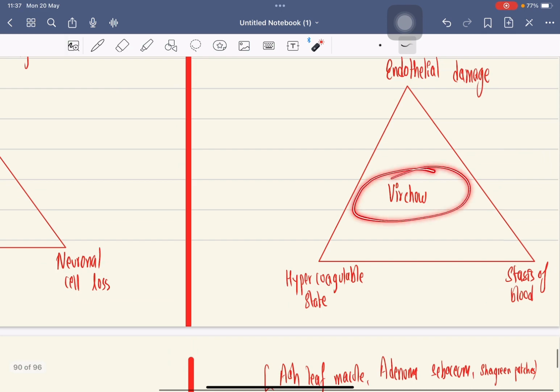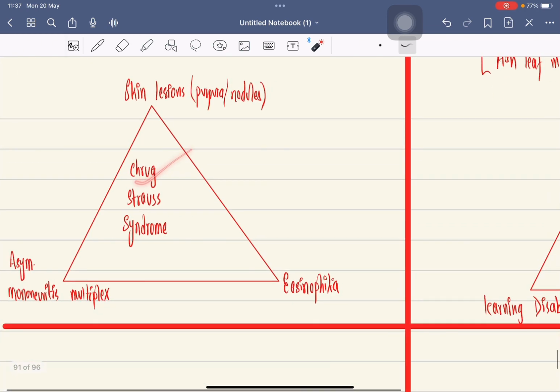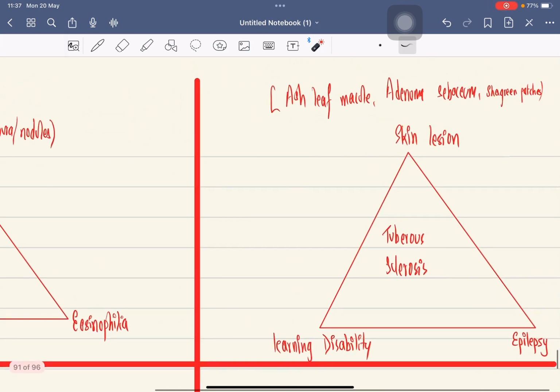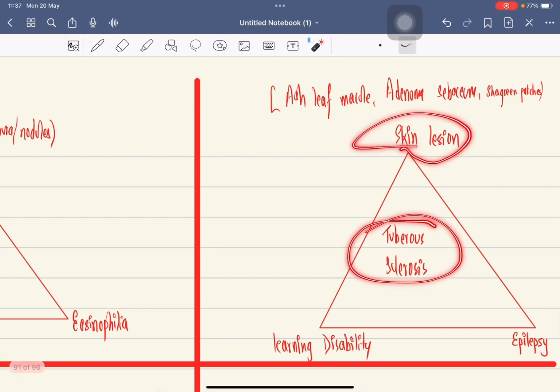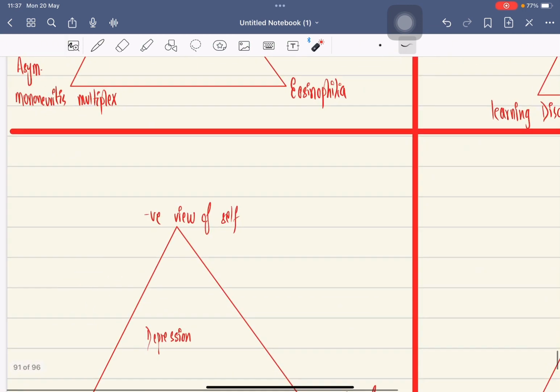Next, we have Virchow's triad: endothelial damage, hypercoagulable state, stasis of the blood. Next, we have Churg-Strauss syndrome: asymmetrical mononeuritis multiplex, eosinophilia, and skin changes like purpura and nodules. Next, we have tuberous sclerosis: skin changes like ash leaf macule, adenoma sebaceum, learning disability, and epilepsy.